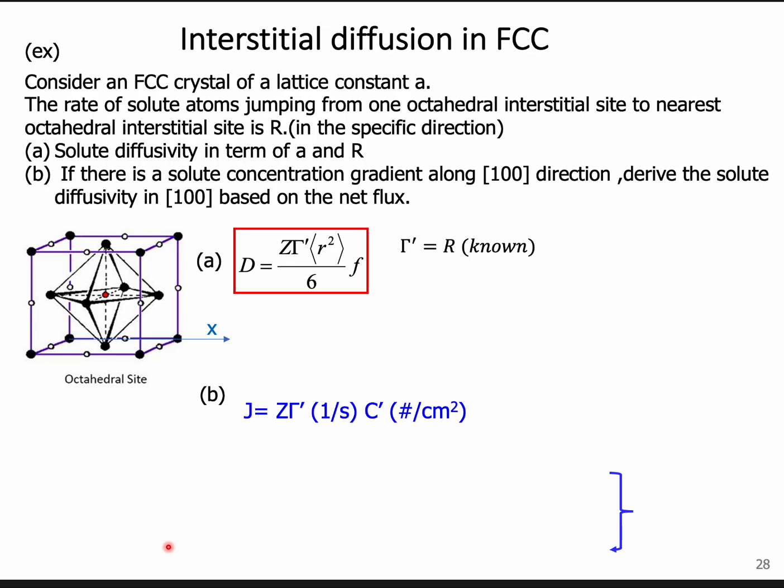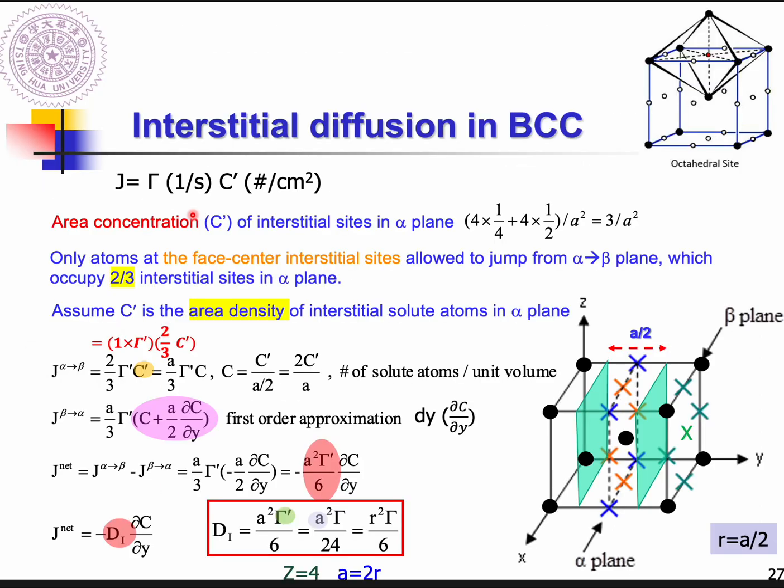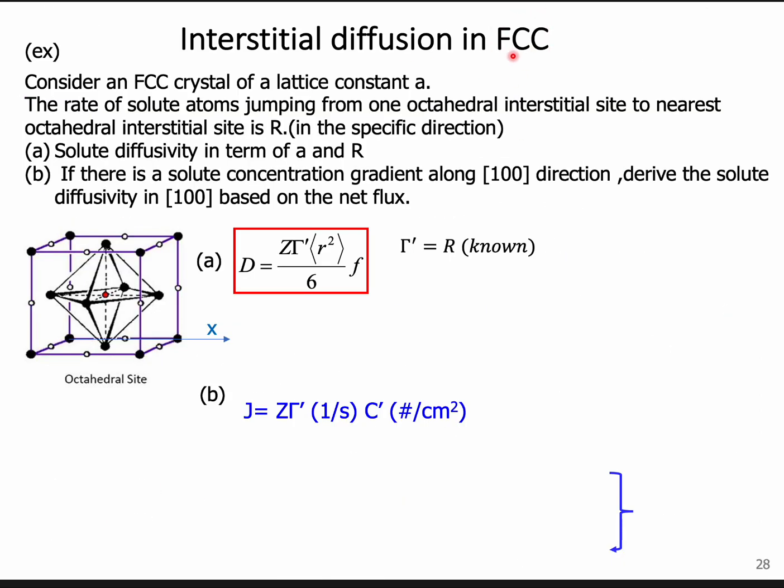Next I'm going to give you an example. But the crystal structure we talk about now is FCC instead of BCC. So now we consider an FCC structure with lattice constant A, meaning A times A times A. The rate of solute atoms jumping from one octahedral interstitial site to the nearest octahedral interstitial site is R, in specific directions, so gamma prime equals R. Please answer the solute diffusivity in terms of A and R.